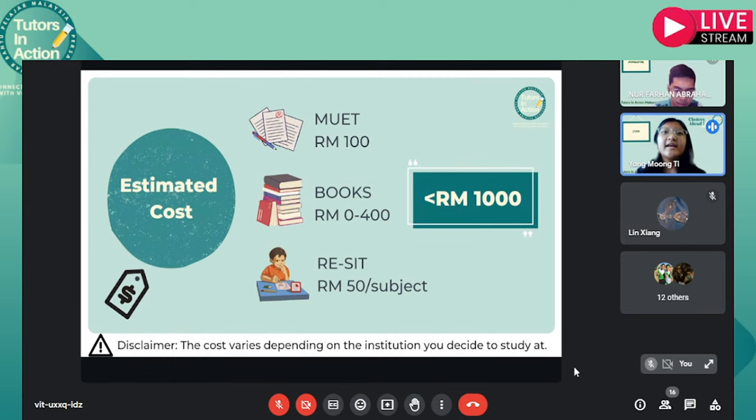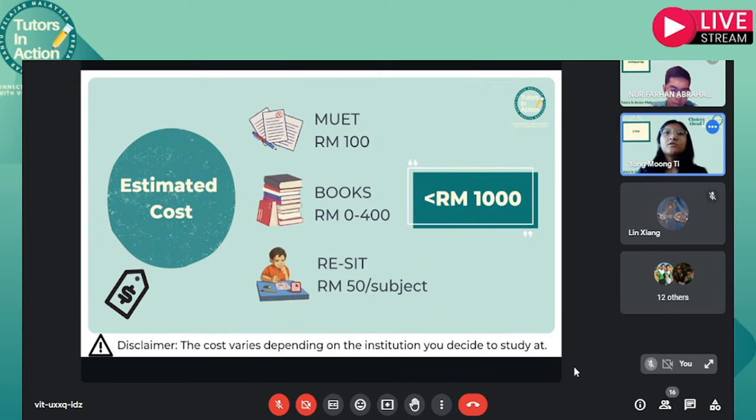Okay, next we're talking about estimated costs. STPM, I would say, is one of the most affordable pre-U courses here in Malaysia. When you add everything up, it will cost you less than 1,000. The only thing that is compulsory to pay for is your Malaysian University English Test, or MUET. It's kind of like IELTS or TOEFL. It's basically an English assessment test for you to enter public or private universities in Malaysia.